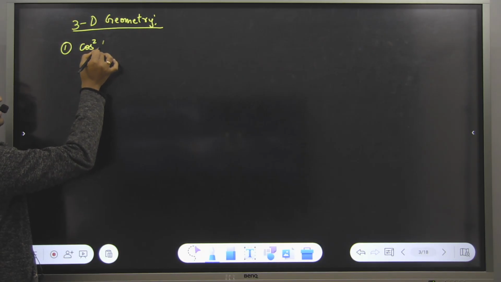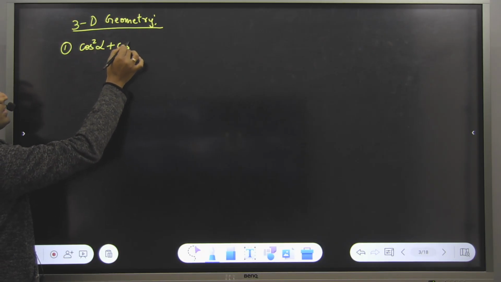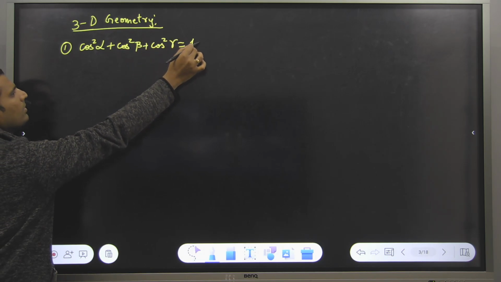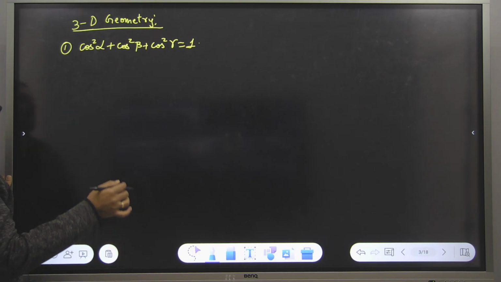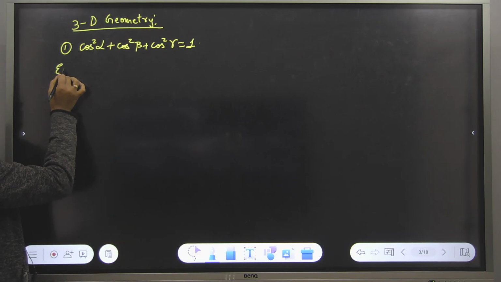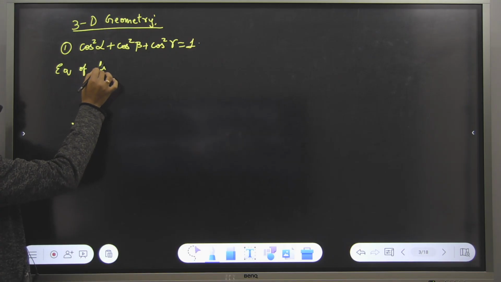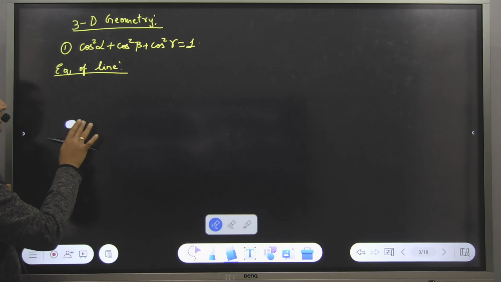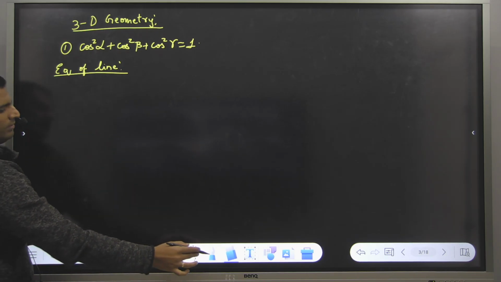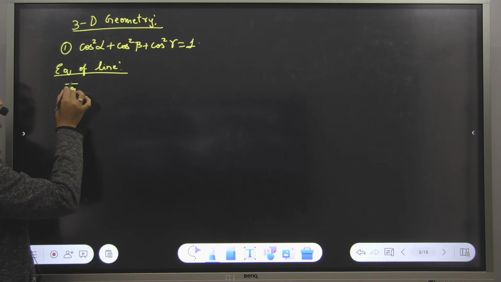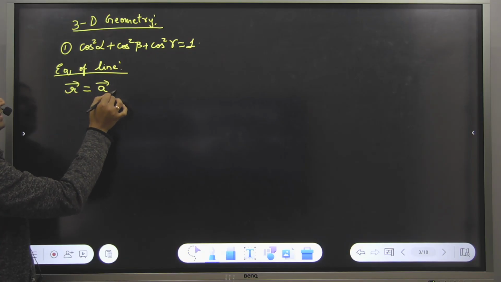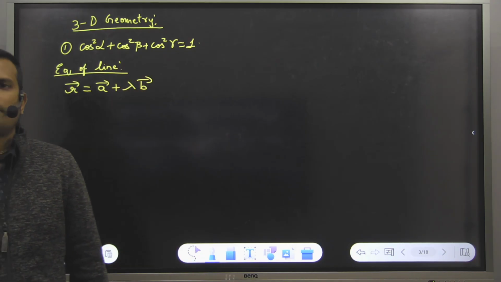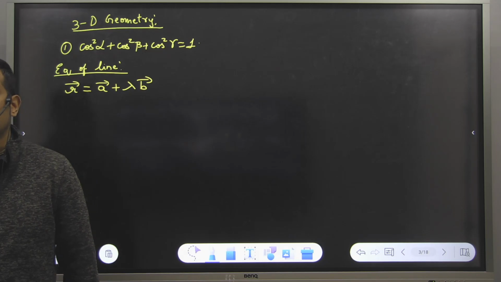You all know direction cosines, right? Cos square alpha plus cos square beta plus cos square gamma, that's equal to 1. Then what is formula for equation of a line? Anyone remembers? In 3D, what is equation of line? r equals a plus lambda b. ಜ್ಞಾಪಕ ಇದೆಯಪ್ಪ ಈ equation? Yes or no, students?